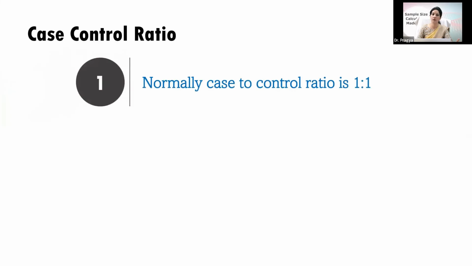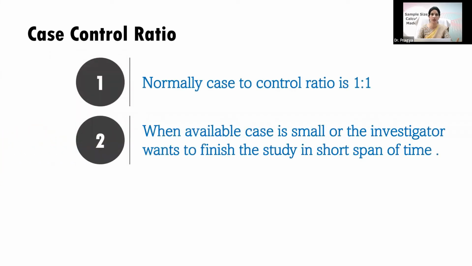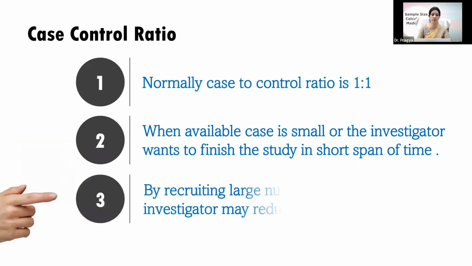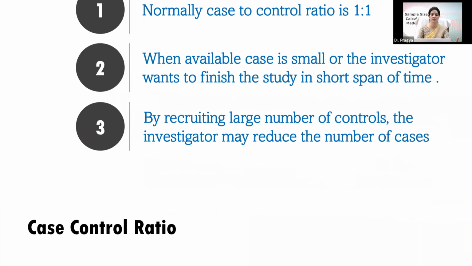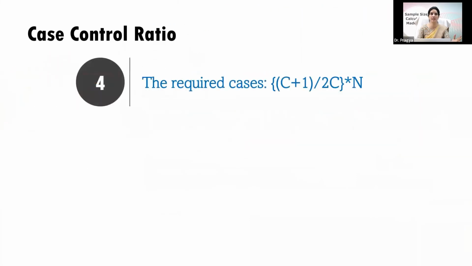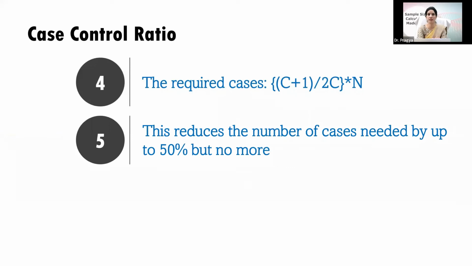Normally the case to control ratio is 1:1. But when the available cases are few, or the investigator wants to finish the study in a short period of time, the investigator may reduce the number of cases by recruiting a large number of controls. The required number of cases is given by the formula (C plus 1) divided by 2C, multiplied by N, where C is the number of controls per case and N is the number of cases. This reduces the number of cases needed by 50%, but it doesn't reduce it by more than 50%.